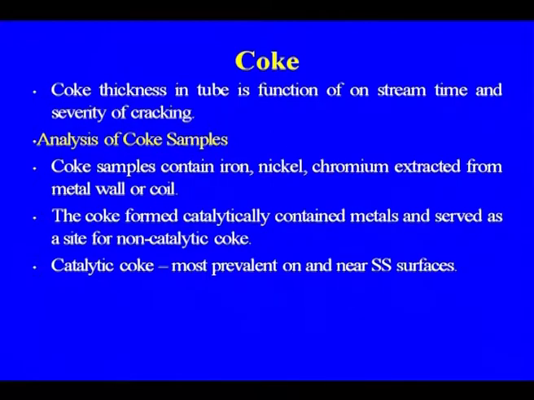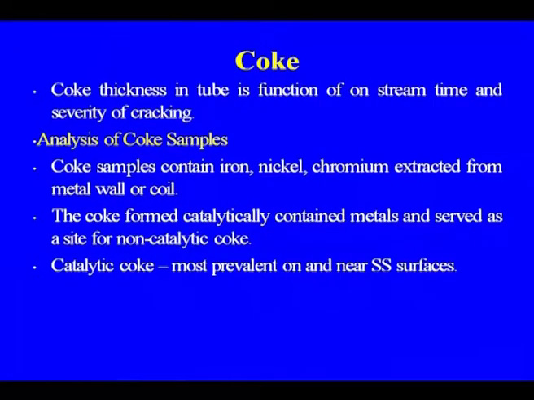The coke samples contain iron, nickel, chromium extracted from the metal wall of the coil, because a lot of corrosion problem is also there in the furnace. Because high temperature is required, as I discussed earlier, there is the problem of high temperature corrosion. The coke formed catalytically contains metals and serves as a site for non-catalytic coke. Catalytic coke is most prevalent on and near the surface. So, that is catalytic and non-catalytic coke.